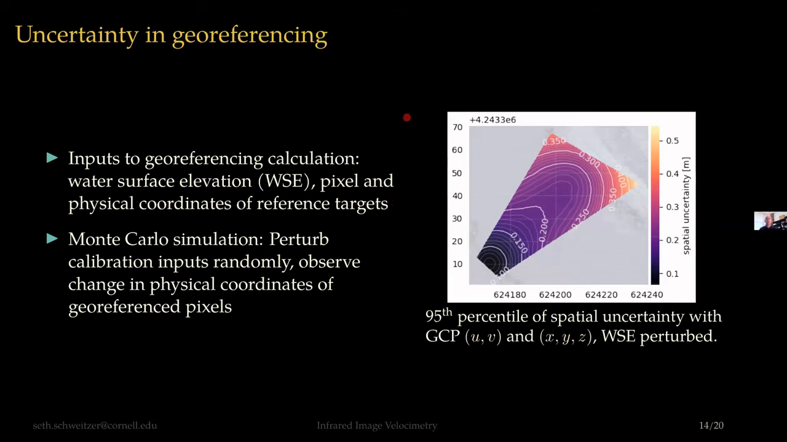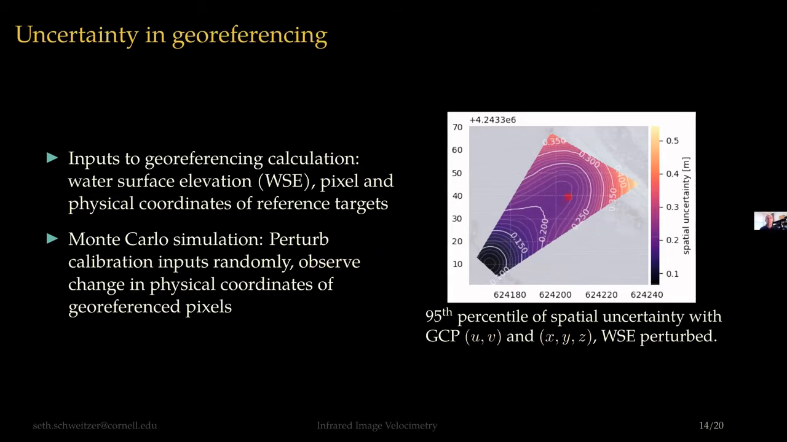So to explore what kind of uncertainty we're facing, we took a pretty simple approach. We run Monte Carlo simulations. The inputs to this georeferencing method are the water surface elevation and the pixel and physical coordinates of our GCPs. We take our best estimate of what those values are, calculate a transformation from pixel coordinates to physical coordinates, and then we start perturbing all of those inputs randomly and look at what that does to the outputs, and calculate statistics of how our spatial referencing will change across the field of view as a function of uncertainty in the inputs.